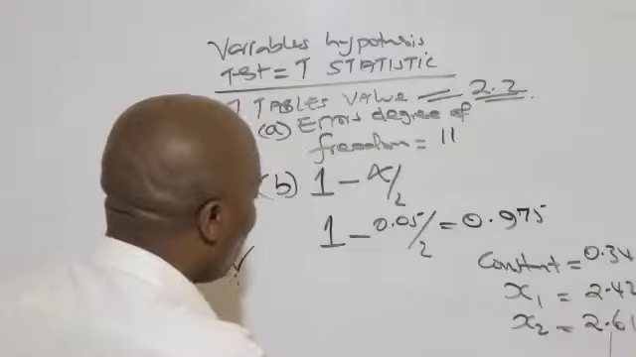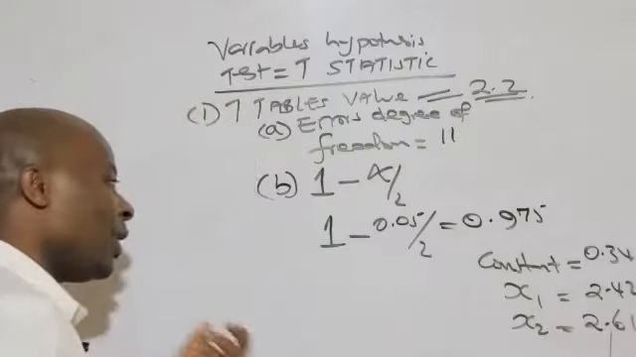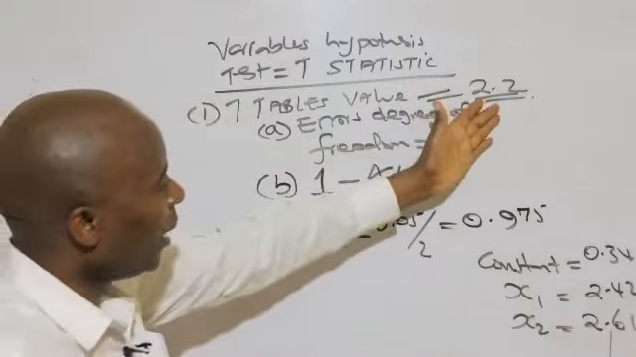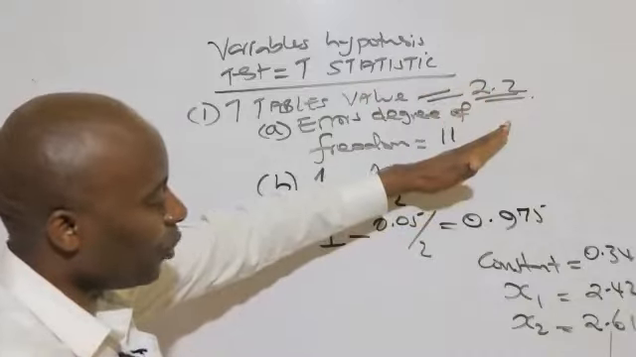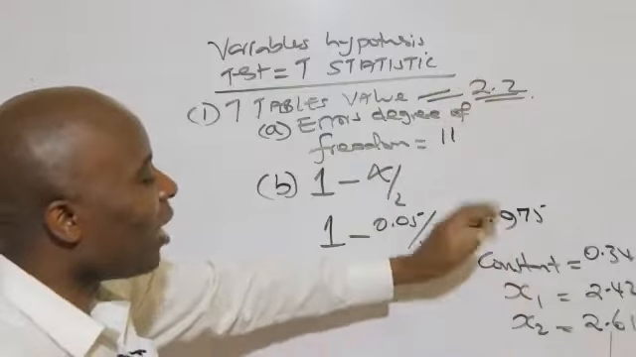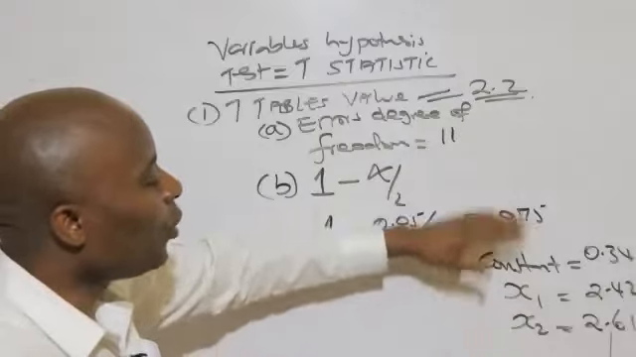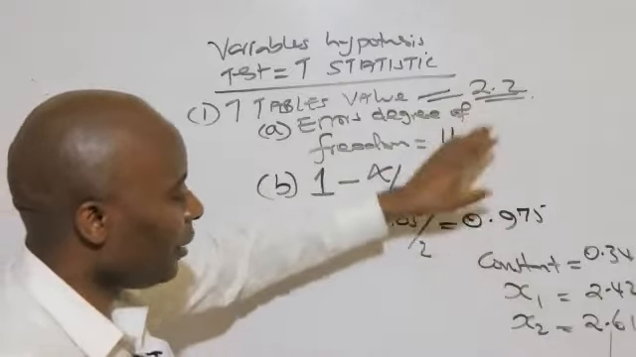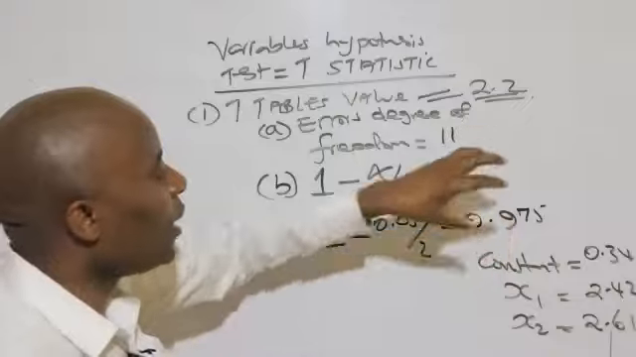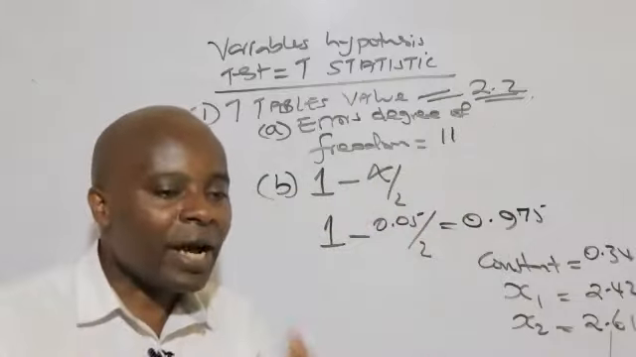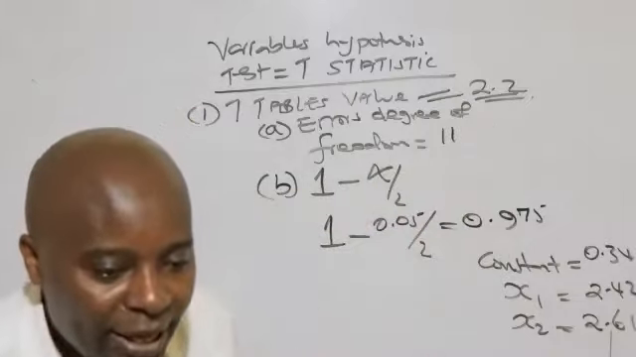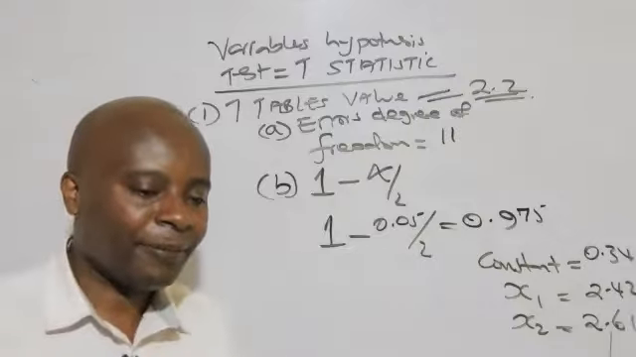For now, what do we do? I know most of us are not even seeing how we get this. Just copy this here. The T table's value we have is 2.2. Now, could you kindly compare the 2 with these three figures? Which one in this case gives us a variable that is significant?